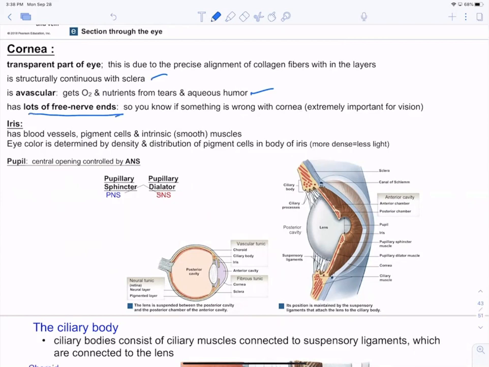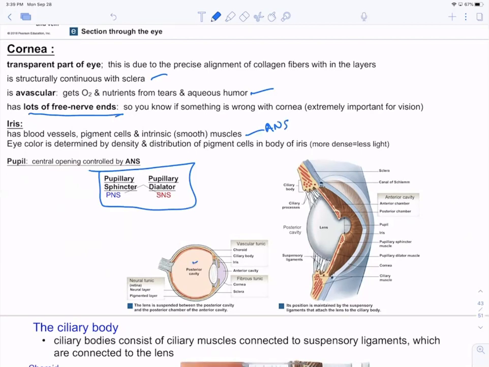The iris has blood vessels and pigmented cells, melanocytes. So the more you have, the more brown your eyes look. The less you have, the more blue they look. And then on the backside, you have the pupillary dilators and constrictors. Those are the intrinsic muscles. Those are under the autonomic nervous system control. Whereas your extraocular eye muscles that are attached to the sclera are going to move the eyeball. Those are skeletal muscle. So somatic nervous system. And so this goes through the pupillary dilators and constrictors.